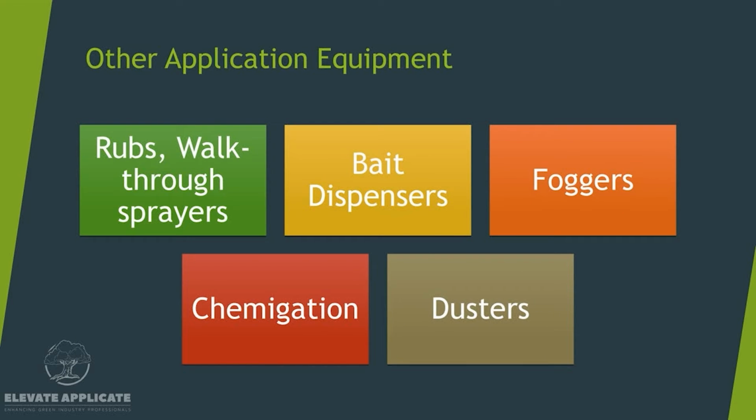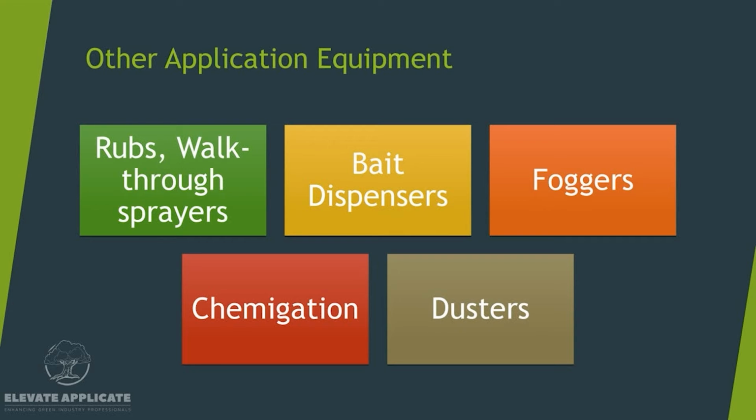Then we have other types of application equipment. We could have rubs or walk-through sprayers. Think of decontamination type stuff. You could walk through a sprayer and become decontaminated. There's baits and dispensers. So ants or rodents, we might use baits in that situation. There's foggers, which can be used in outdoor applications for mosquitoes, can be used in indoor applications for insects.